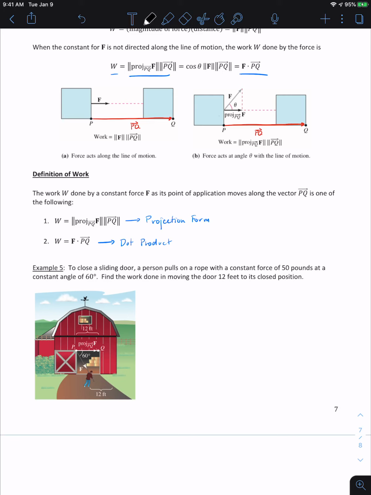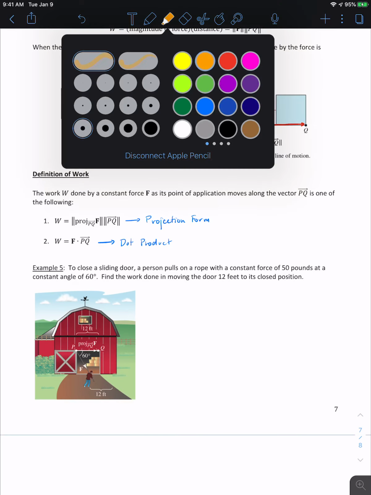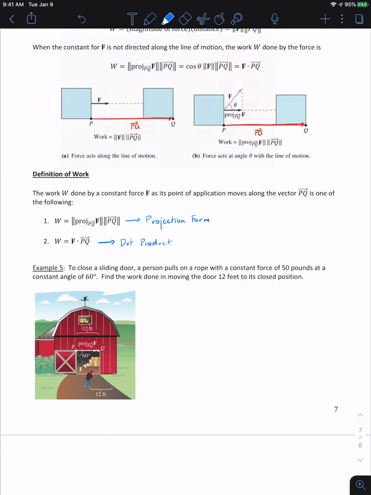Okay, so to close the sliding door, a person pulls on a rope with a constant force of 50 pounds at a constant angle of 60 degrees. Find the work done in moving the door 12 feet to its closed position, right? Okay, so here we're just going to use our projection form, because it's going to be really nice. When I write it in projection form, I can write it as cosine of the angle, which we're given, times the magnitude of the force, which is what we're given, times the magnitude of PQ, or the line that it's moving, which is basically just the distance that it's moving, which in this case is going to be that 12 feet.